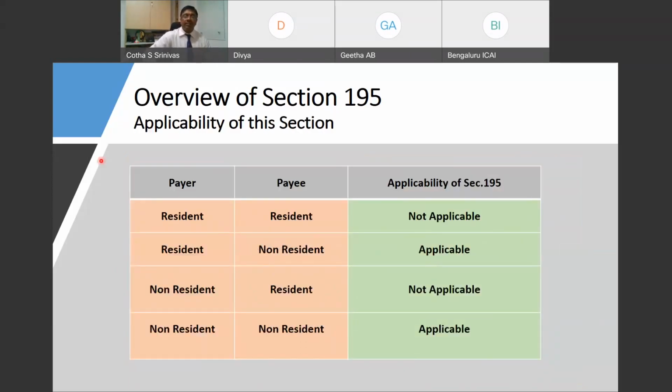Now, to understand in a table the payer, the payee, and the applicability of section 195. If the payer is a resident and the payee is a resident, section 195 is not applicable. If the payer is a resident and the payee is a non-resident, it is applicable. If the payer is a non-resident and the payee is a resident, again section 195 is not applicable. If the payer is a non-resident and the payee is a non-resident, it is applicable. For the applicability of section 195, the payee should be a non-resident. So it depends upon the payee. When he is a non-resident, section 195 will be applicable.